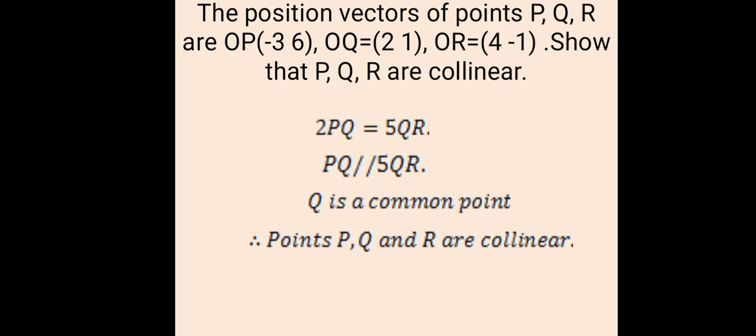The position vectors of P, Q, R are OP (3, 6), OQ (2, 1), OR (4, -1). Show that P, Q, R are collinear.